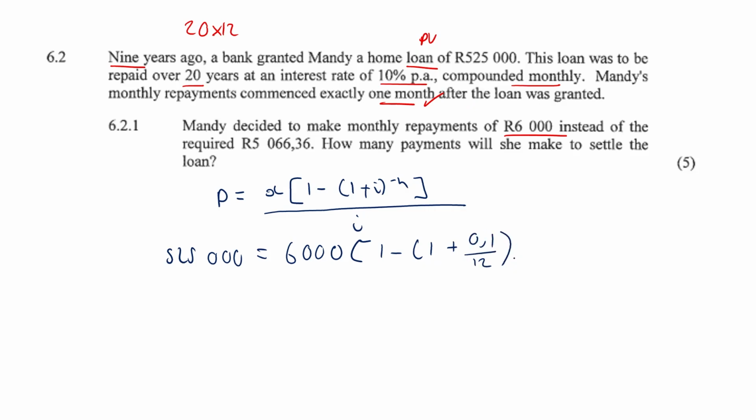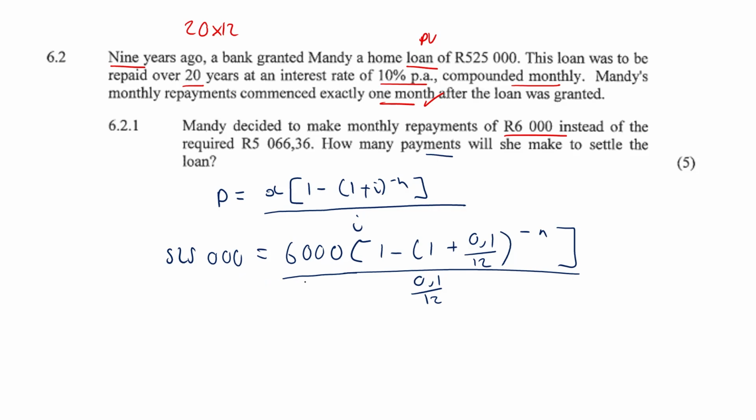And we want to know how many payments she will make. So our n value is going to be unknown here. So the minus n, close the bracket, over the same i value, the 0.1 over 12. Okay. And now we solve for n. So first things first, 525,000 times 0.1 over 12. We want to get rid of that ugly denominator. And then we are going to divide through by 6,000.